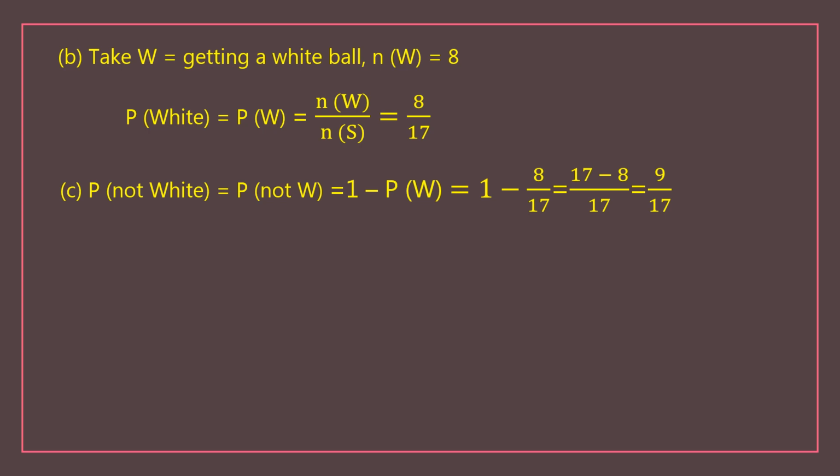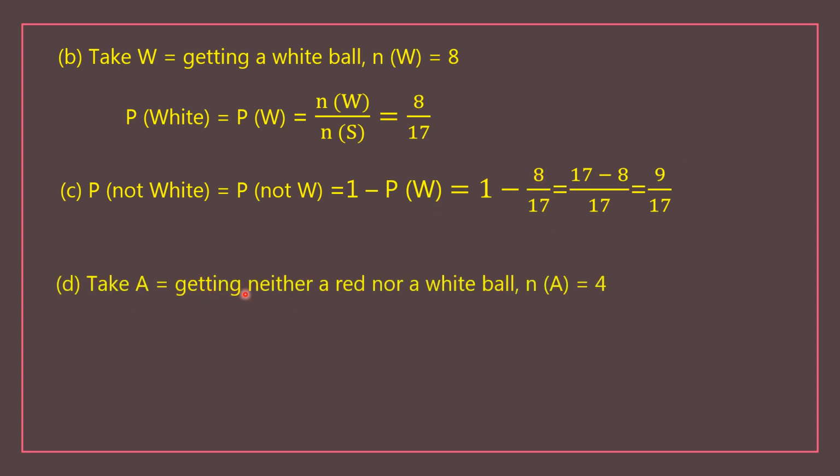This looks like P of not E, and P of not E is 1 minus P of E. Here P of not W is 1 minus P of W. We know P of W is 8 by 17, so 1 minus 8 by 17, on simplification, we will get 9 by 17. This can be done directly also. P of not white you can find directly, but here I used the concept of complementary events.